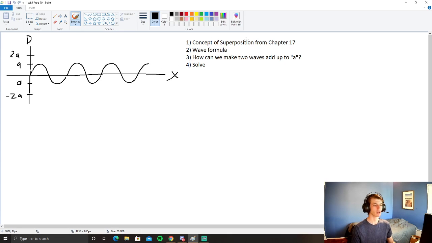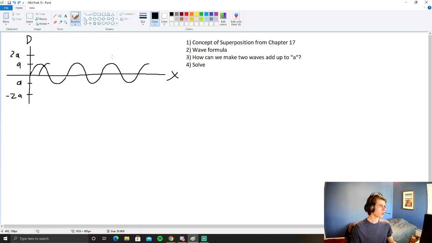Just a quick reminder on what superposition is from the chapter. It's basically when you add two waves and then you just add up their amplitudes at every point. So for example, if I had a wave like here, basically I'd add these two points up together. So this is a little less than A. So then the superposition would look something like this at that point.